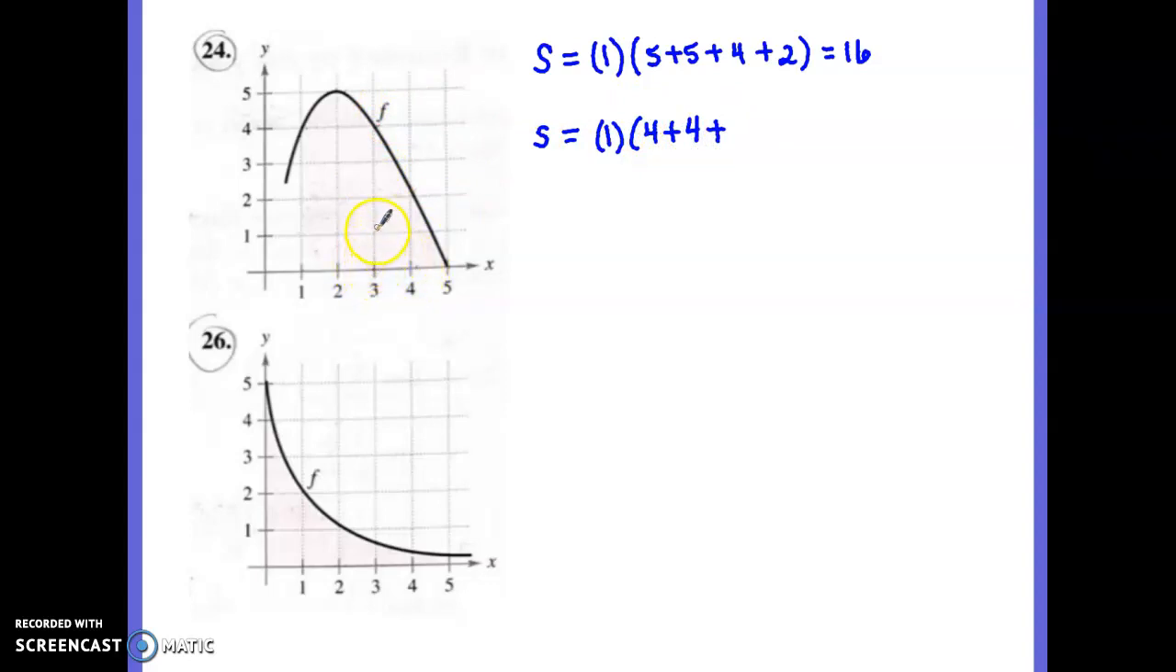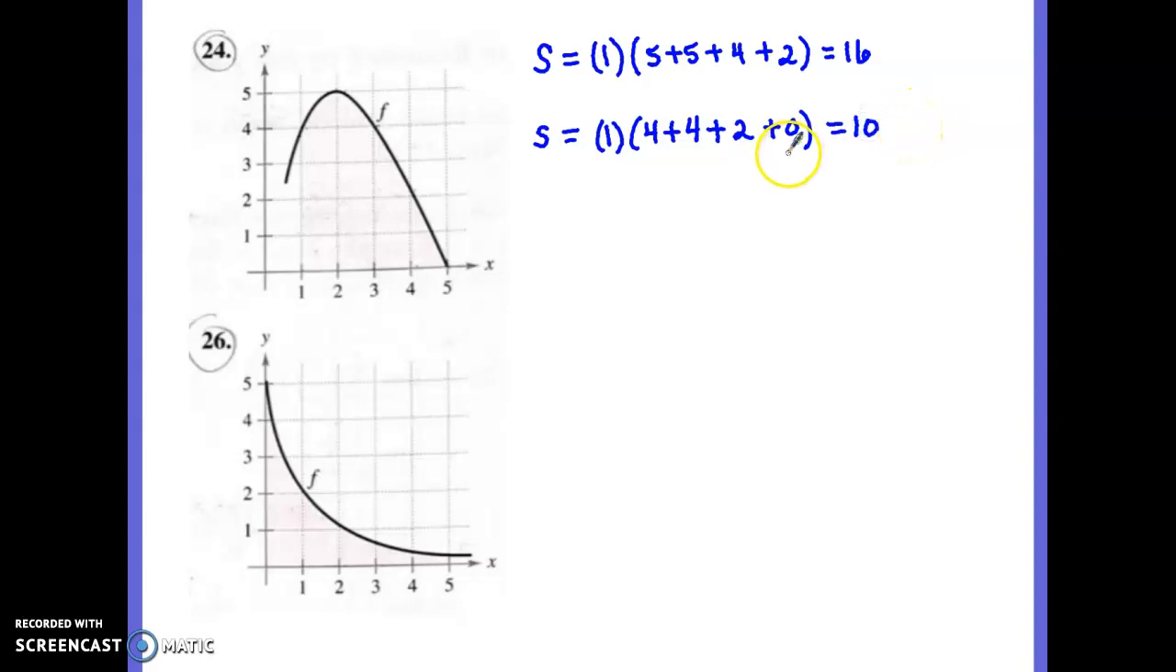3 to 4, 3 goes up to 4, 4 goes up to 2. So you're going to pick the 2. And then from 4 to 5, 4 goes up to 2, 5 looks like it's at 0, so we're going to use the 0. So when I add this up, that's 8, 9, 10. So I've used the upper and lower sums.